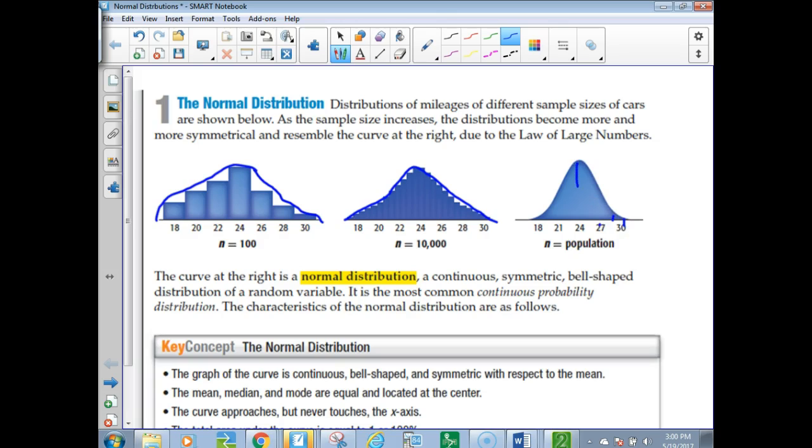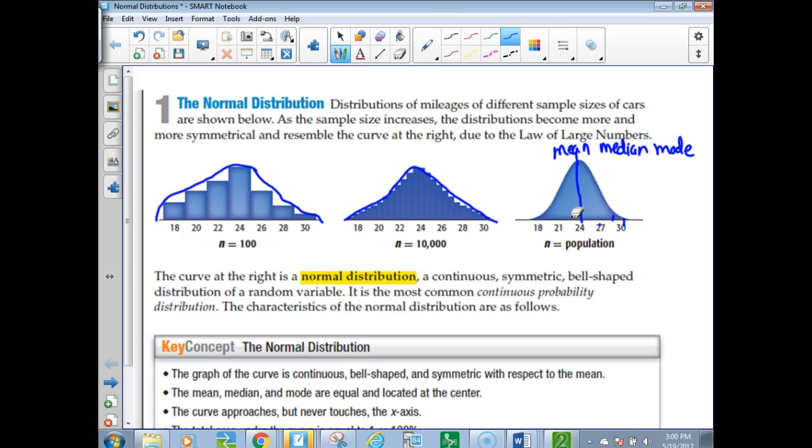Now, on this curve, this would be the mean. Also, the median. And the mode. They all converge into one. They're all one thing. Mean, median, mode are always right smack in the middle of the normal curve.